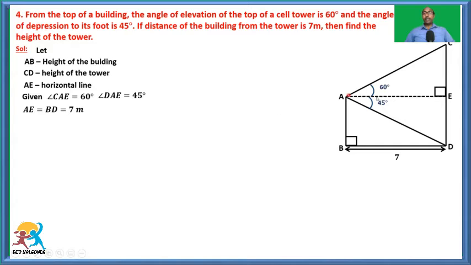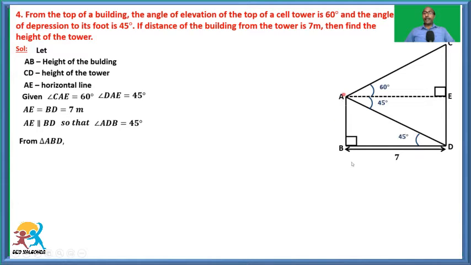But here AE is horizontal line, so AE is equal to BD, so that AE is equal to BD is equal to 7 meters. Here AE parallel to BD. Okay, as AE is horizontal line, AE is parallel to BD, and if AD is transversal, the alternate angles are equal, so that angle ADB is equal to angle 45.